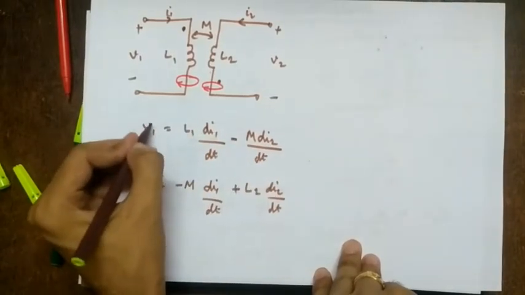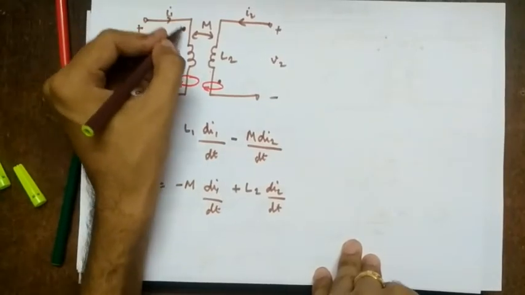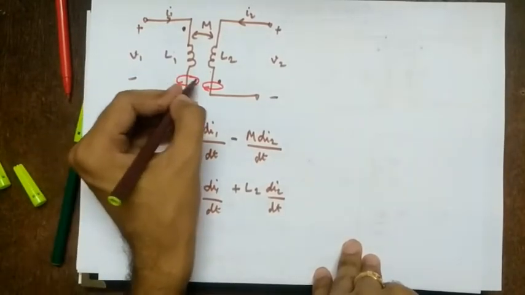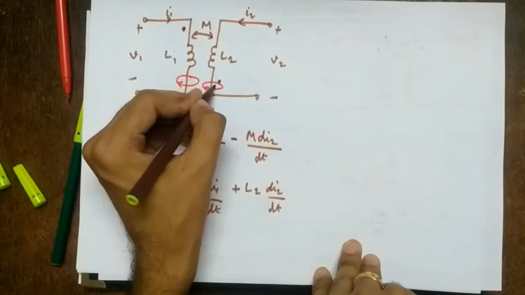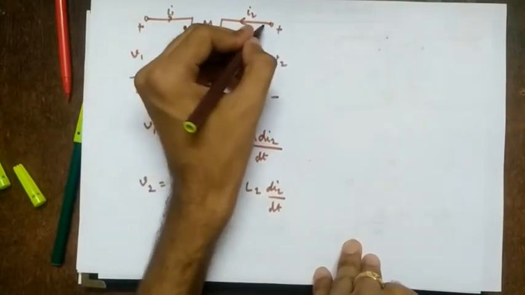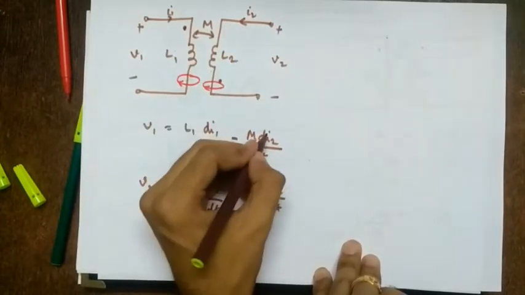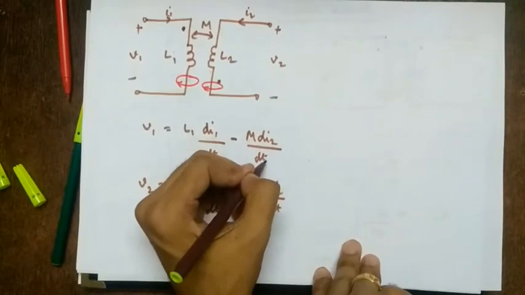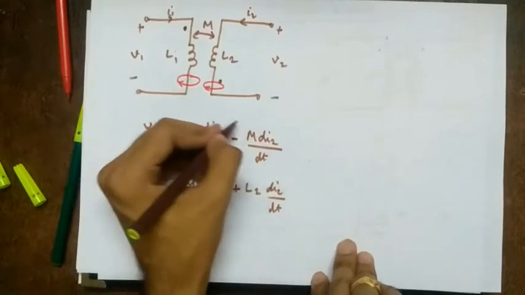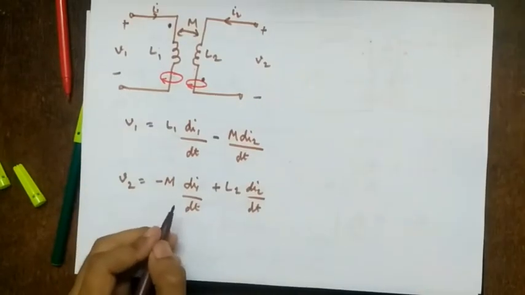Why? Because V1 has its own current, its own inductor, I1. So because of that, this is current I1. But this is interfering with I2, right? Or this is interfering with the inductor L2, which has current I2 flowing through it, right? So that is why we have I2 here, di2 by dt, right? So both the currents are interfering with each other, I1, I2, right?